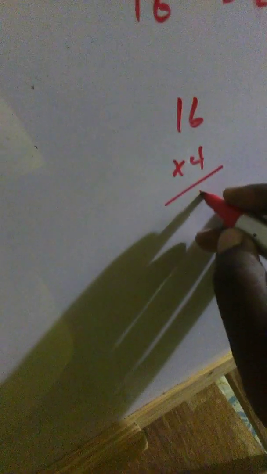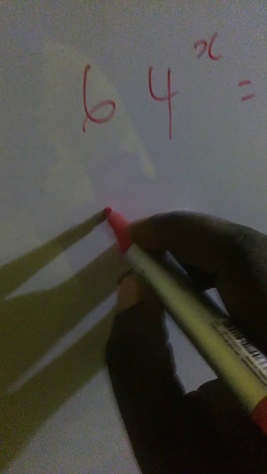4 times 4, that's 16. Let us say I multiply again by another 4. So 16 times 4: 4 times 6 is 24, put down 4, carry 2. 4 times 1 is 4, and 2 is 6. So we get 64. So if 4 squared, which is 4 times 4, gives us 16, and we multiply by another 4, we get 64. So that means that 64 is actually 4 to the power of 3.